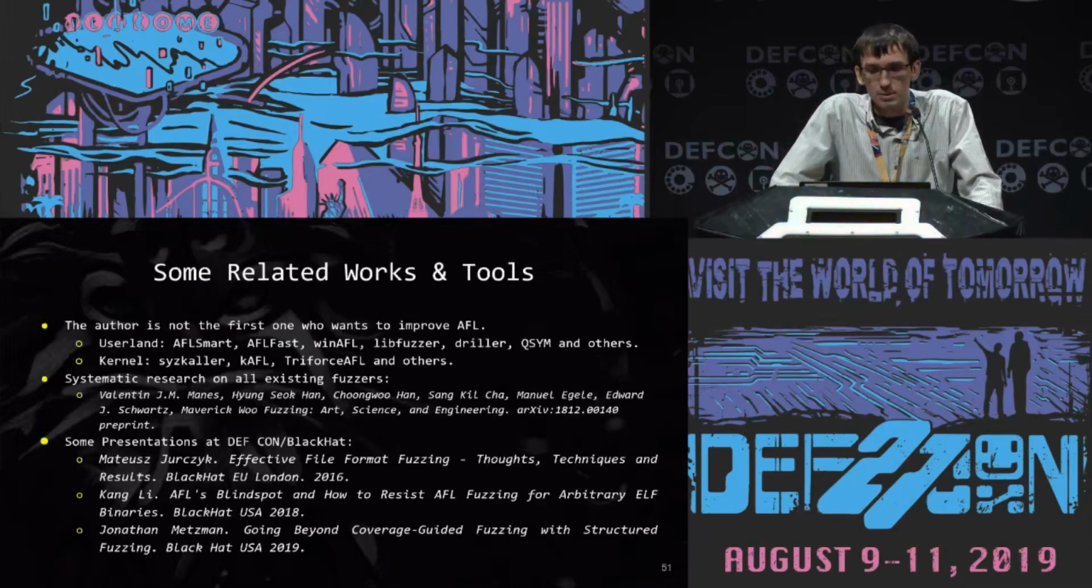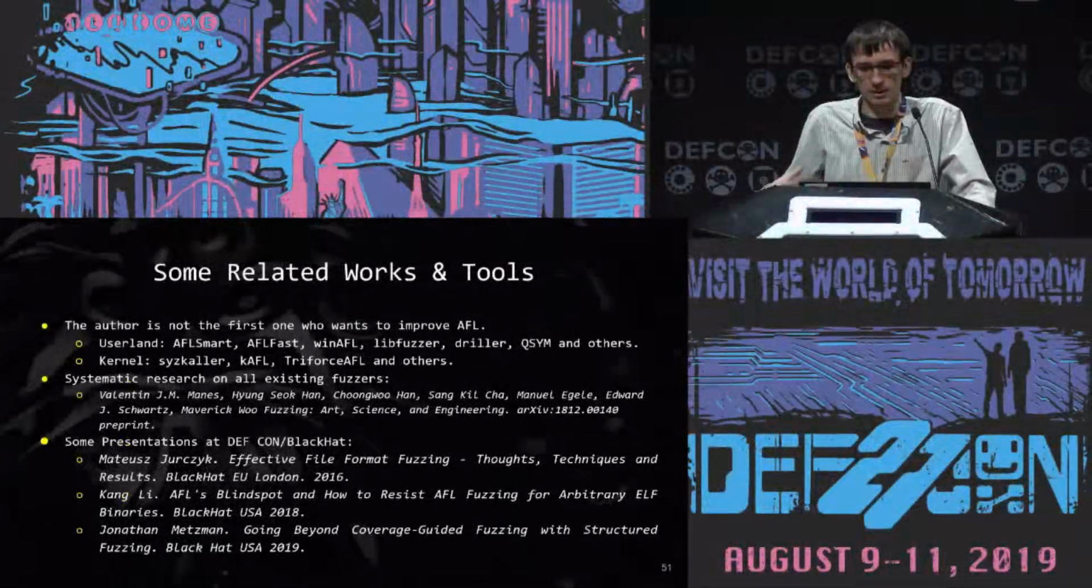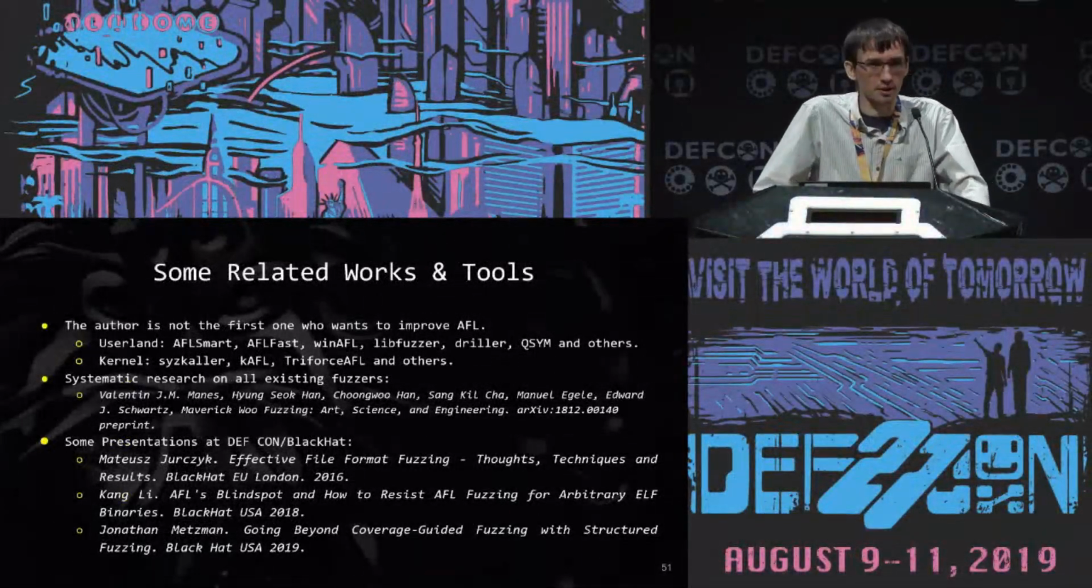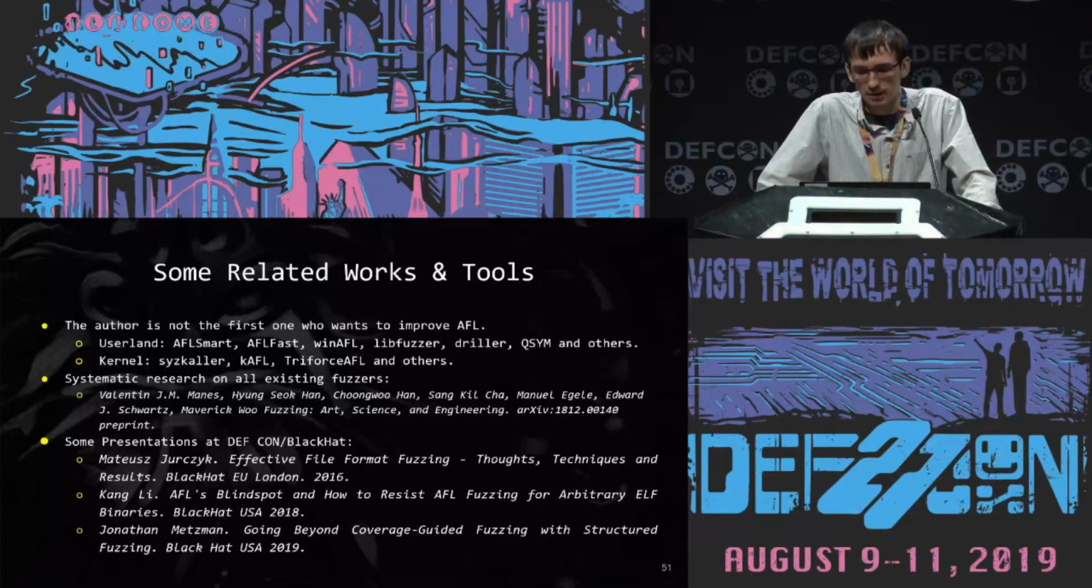And of course, I am not the first one who wants to address these problems. There are a lot of researchers who try to address these issues and improve AFL in some way, such as AFLFast, AFLSmart, WinAFL, libFuzzer, honggfuzz, and many, many other tools. There is a lot of effort to leverage coverage-guided fuzzing on the kernel, such as syzkaller that demonstrates incredible results, along with kAFL, TriforceAFL, and others. I just listed some of the projects here and papers published in the last year.